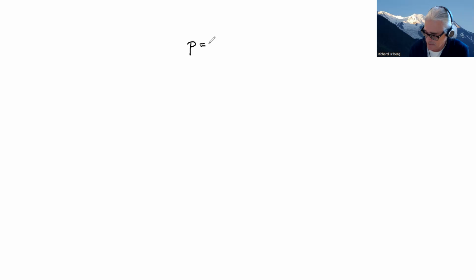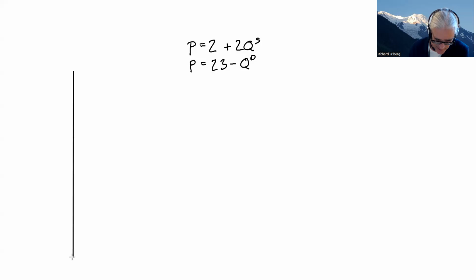Just to be specific, we could use general supply and demand functions, but it's easier, I think, to get the intuition if we're looking at a specific example. So there's an inverse supply curve, 2 plus 2 times QS, the supplied quantity, and then there's demand, 23 minus QD, like that. And we can draw those like this.